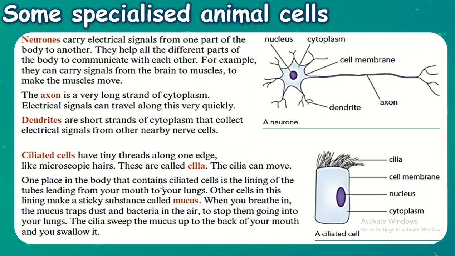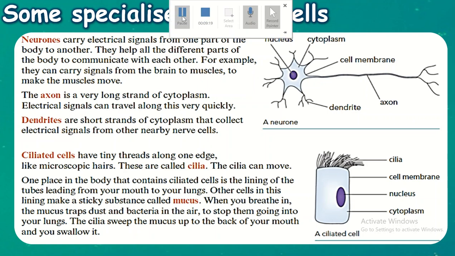One place in the body that contains ciliated cells is the lining of the tube leading from your mouth to your lungs. So it is present in the respiratory tube of human beings. The other cells in this lining make a sticky substance which is called mucus. When you breathe, the mucus catches all the dust and bacteria in the air, and the mucus stops these dangerous substances from entering your lungs.